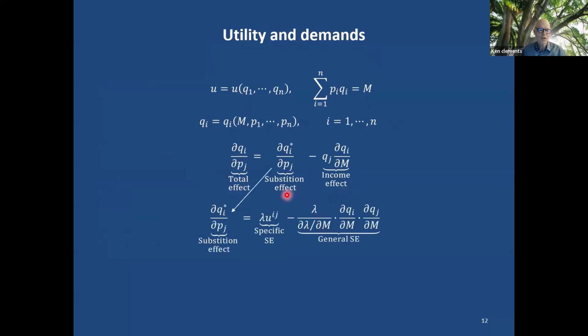Now, this substitution effect can be further decomposed into a specific substitution effect and a general substitution effect. Now, the specific substitution effect involves lambda, the marginal utility of income, and it involves U superscript ij, which is the ijth element of the inverse of the Hessian matrix of the original utility function.